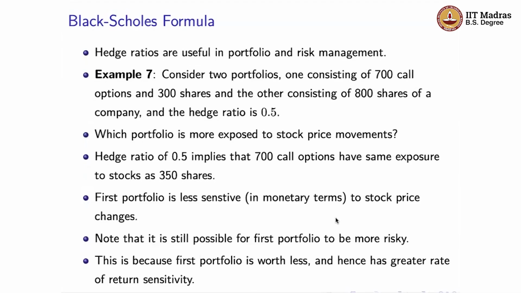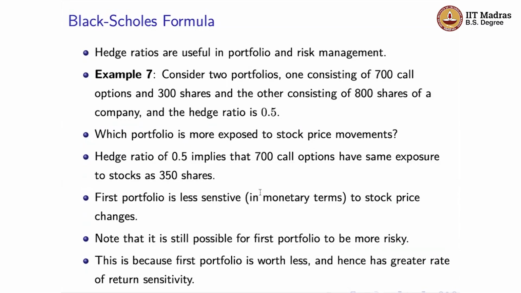Okay, so as we mentioned, hedge ratios are often useful in portfolio and risk management. So let's take a small example to see how it works. So consider two portfolios. One portfolio consists of 700 call options and 300 shares. These call options are exactly written on these shares. And the other portfolio consists of 800 shares of the same company, right? And you know that at the current stock price, the hedge ratio is 0.5. So the question is, which of these two portfolios is more exposed to the stock price movements of the company?